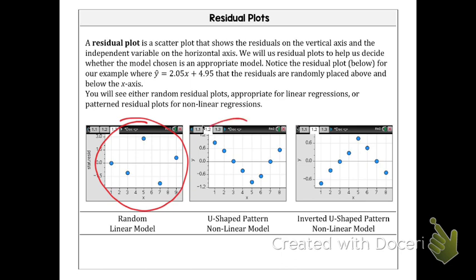What we don't want to see is a pattern. If you look at the next one there, it's got that U-shape. That means that's not really a linear function. If we see some pattern, then that means my regression equation is not the best one, so I would need to change it. So no pattern is the best thing.